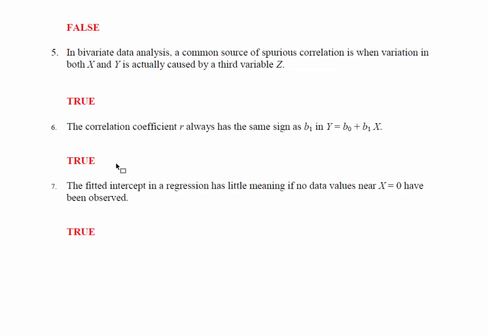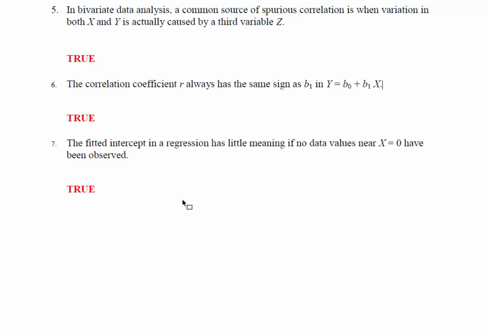Number 6. Correlation coefficient R always has the same sign as B1 in this equation. B1 is the slope. That's also true. If B1 is positive, it's a positive correlation. If B1 is negative, it's a negative correlation and has a negative R.